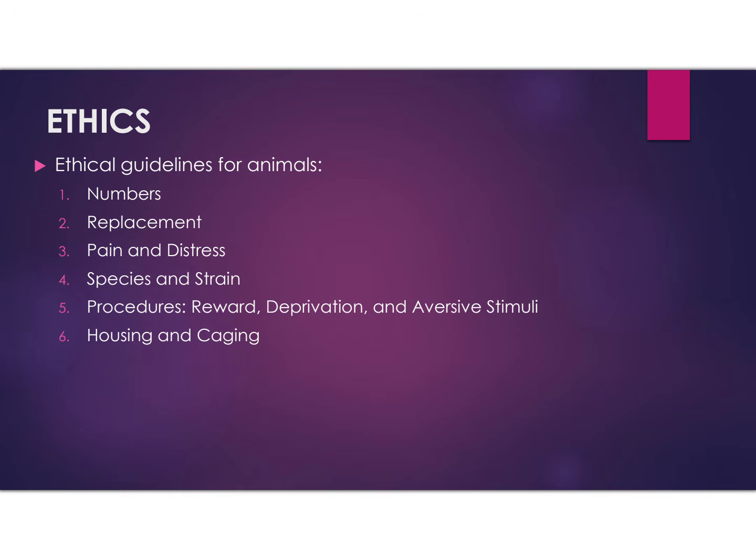And lastly, housing and caging. This refers to the way in which we keep animals in the procedure, how we house them. Some animals are social animals, so rather than keeping them isolated, we should keep them in groups with animals of the same species so that they don't feel isolated or alone.